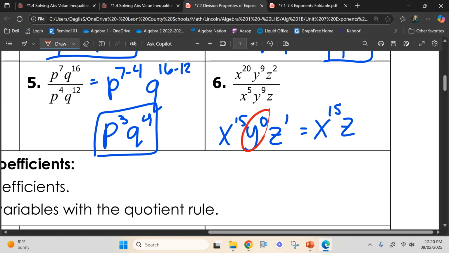Okay? This right here equals the number 1. So x to the power of 15 times 1 times z. We don't put the 1 there. Is anybody confused where the 15 or the 1 came from? Okay. So my x's, I have 20 over 5. So 20 minus 5 gives me 15. The 0 comes from 9 minus 9. And then the z, that's a z squared over a technical z to the 1, that invisible 1. So 2 minus 1 leaves me with just 1z.